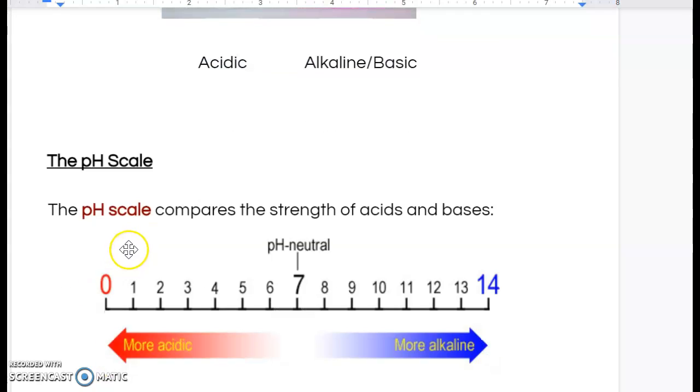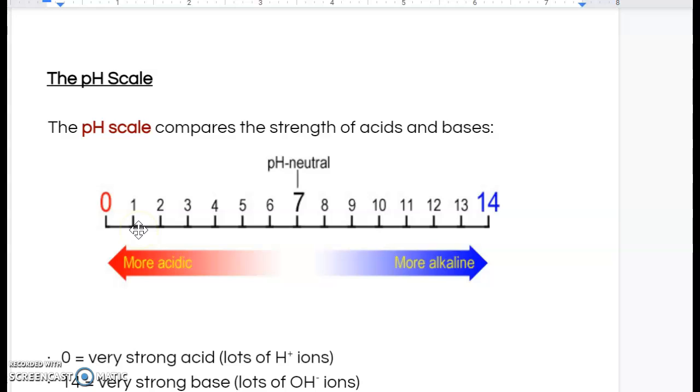We have this thing called the pH scale, and I'm sure some of you have heard of it. The pH scale compares the strength of acids and bases. Neutral is 7. The lower you are on the pH scale, the more acidic you are. The higher you are on the pH scale, like 14, the more basic or alkaline. The water that we drink is usually pretty much right at 7, might be 7.2, 7.5, 6.9, 6.8. But again, neutral is at 7.